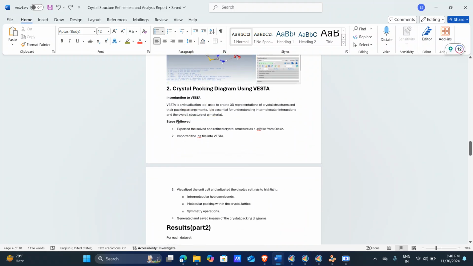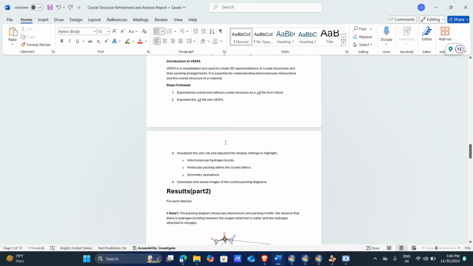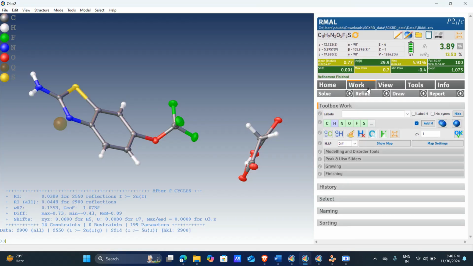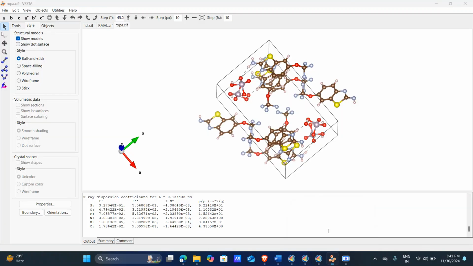Now our second task is to draw the crystal packing diagram using Vesta. So here also, in the refine part, let me first click on the downward arrow. There is this arrow. So we have to select the ACTA, and CIF files will be generated. These CIF files we will open in Vesta to get the crystal packing diagram.